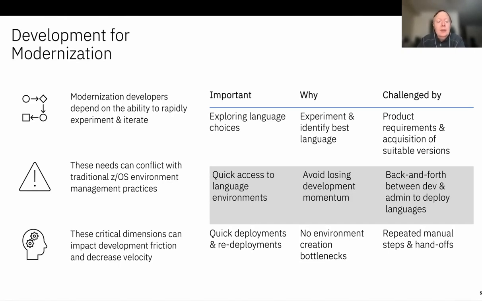Beyond that, we have critical dimensions that impact that velocity. They add friction, they add sand into this, and so they decrease your velocity. The important dimensions I want to emphasize as key are being able to explore language choices.